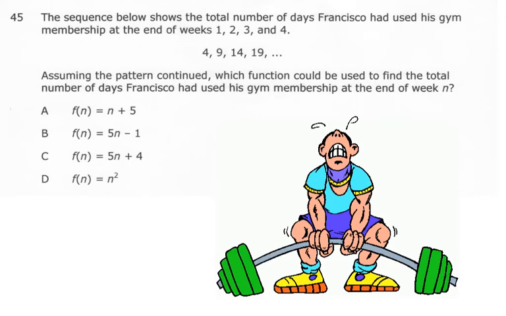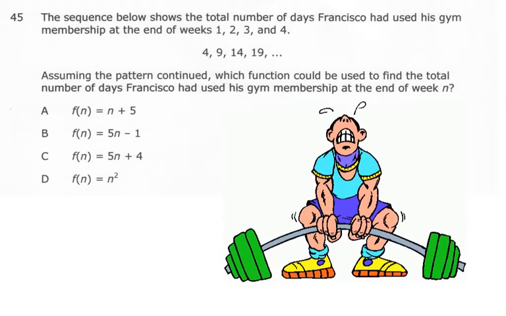Alright, number 45. The sequence below shows the total number of days Francisco, man, he's working out hard, had used his gym membership at the end of weeks 1, 2, 3, and 4. Assuming the pattern continued, which function could be used to find the total number of days Francisco had used his gym membership at the end of week n?